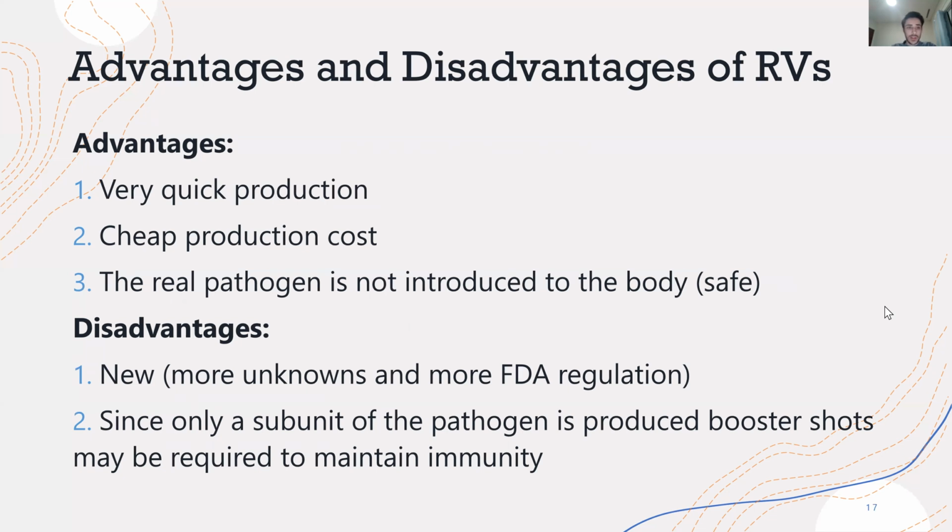Advantages of this type is that they have very quick production, cheap production costs. The real pathogen is not introduced to the body, which means it's very safe. Disadvantages is that it's new, so there's a lot of unknowns, and the FDA has more regulations since they are hesitant. Since only a subunit of the pathogen is produced, booster shots may be required to make sure the immunity stays at a good level.